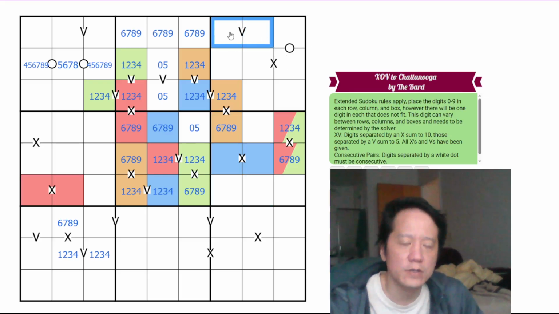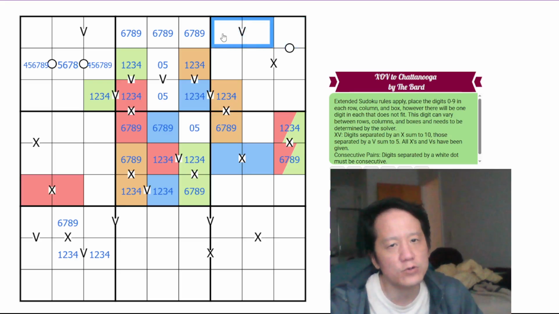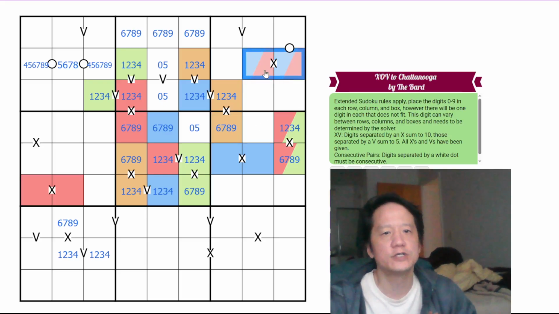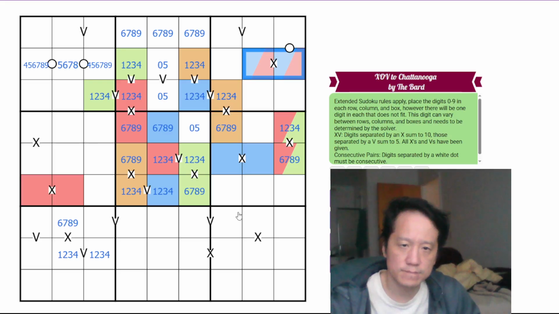This cannot be, well, it could be essentially green, red, or 0, 5. We're not sure. This one requires, cannot have orange or green. It could be red or blue. We're not sure which. This is either red, which would force that to be green, or it could be 0, 5.